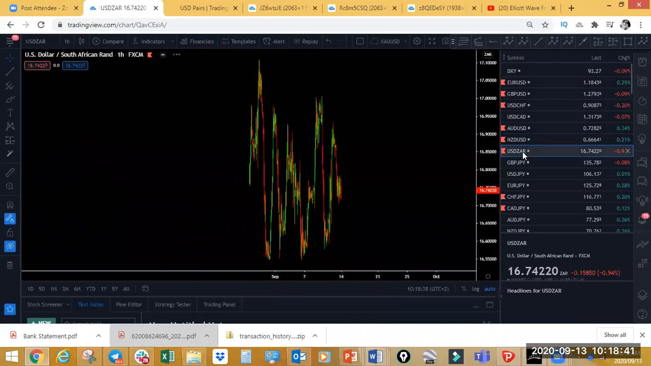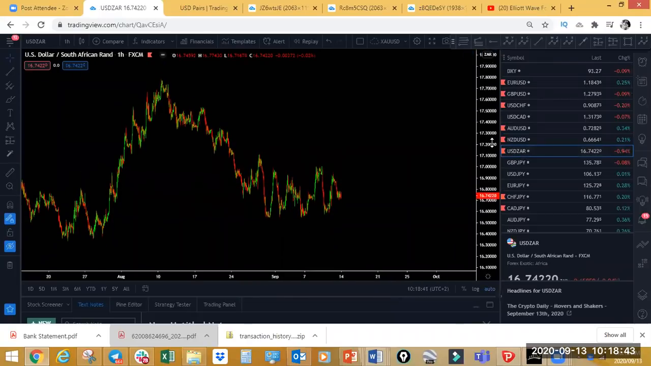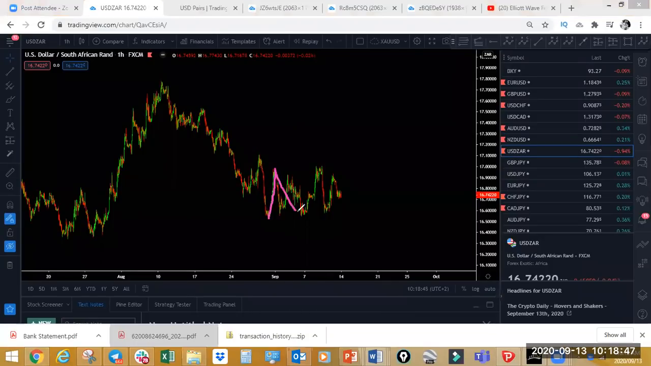US dollar ZAR. US dollar ZAR still continuing lower. Has made a continuation pattern here. There's a pullback in 3 waves.